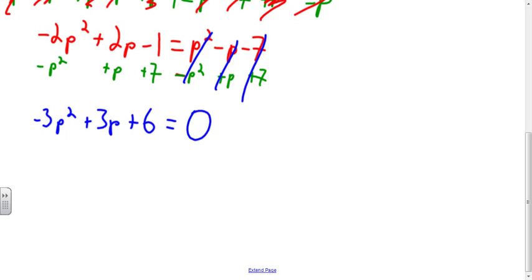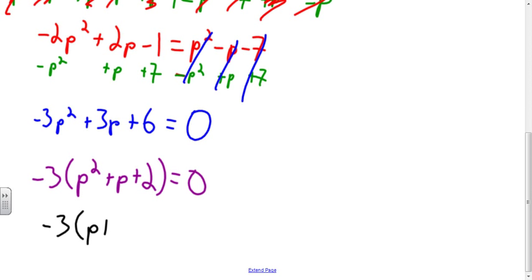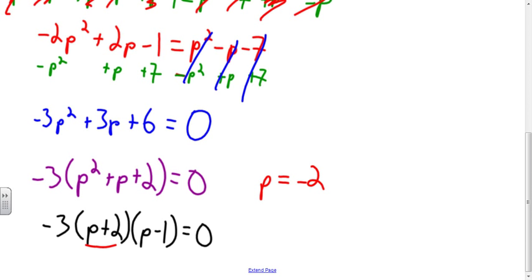At this point, we can take negative 3 out of the equation. That's our greatest common factor. We're left with p squared minus p minus 2 equals 0. Now, at this point, we need to factor a little bit further. We'd say negative 3 times p plus 1 times p minus 2 equals 0. Perfect. Now from here, we would say the only way for this to happen is if p equals negative 2 in this case, or if p equals positive 1 in this case.